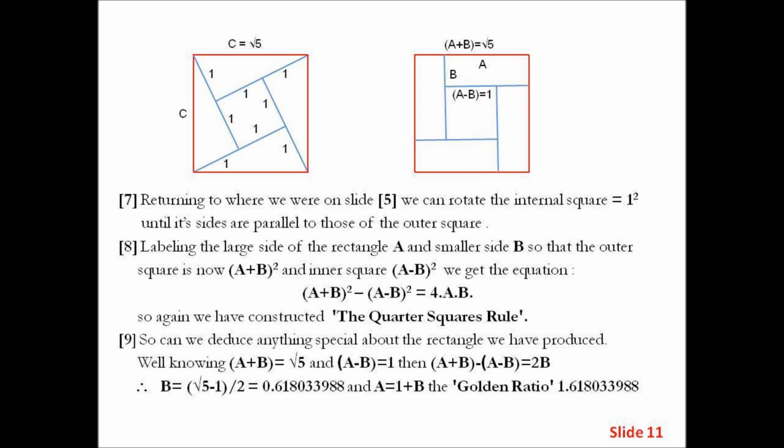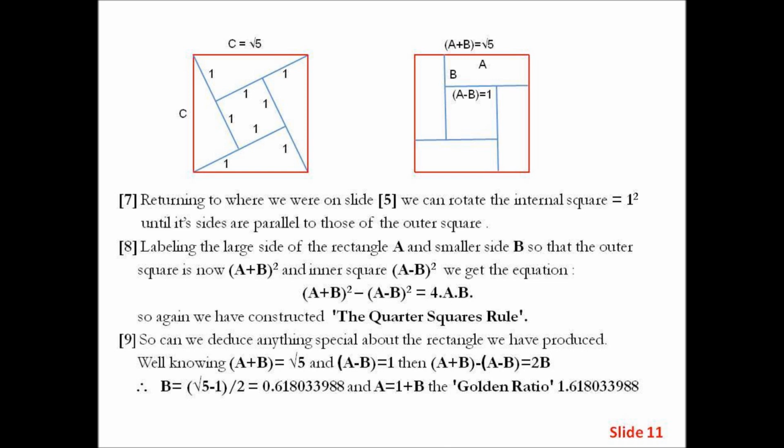Returning to where we were on slide 5, we can rotate the internal square equal to 1 squared until its sides are parallel to those of the outer square. Labelling the large side of the rectangle A and smaller side B so that the outer square is now (a+b)² and inner square (a−b)², we get the equation (a+b)² − (a−b)² equals 4ab, and so again we have constructed the quarter squares rule.